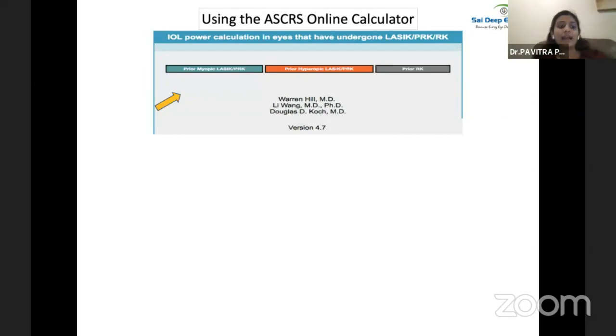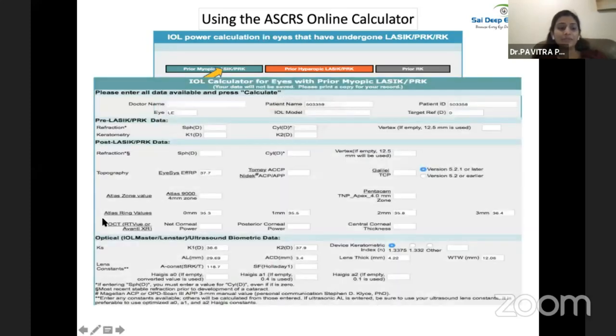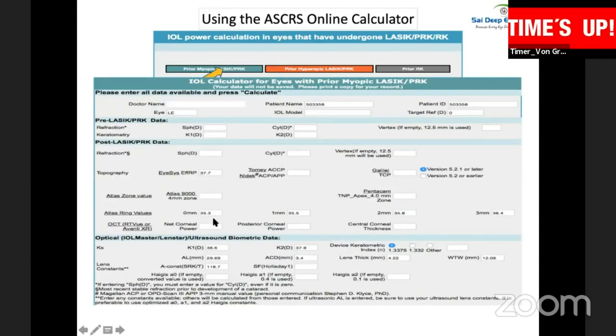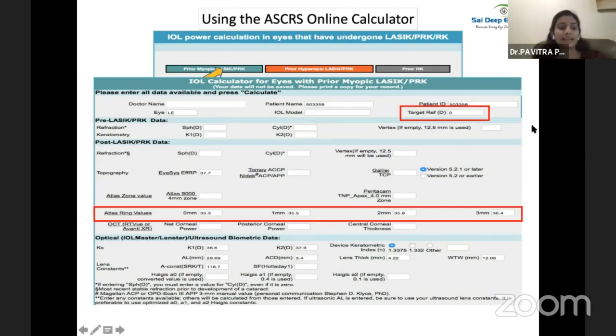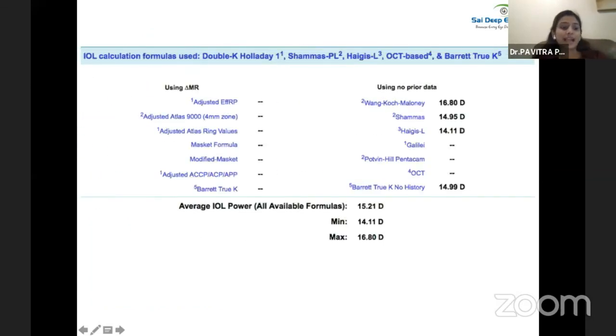Once we have the Pentacam readings, we can very well go to the online ASCRS calculator and click on the prior myopic LASIK or PRK box here. Next, you see the box wherein you need to fill in the pre-op and the post-op data. Target refraction should always be kept at 0 here in post-LASIK patients. Then we fill in the zone-wise values of the keratometry readings. Also, we fill in the biometry readings here. And in the next box, we get the IOL power calculation done by different formulae.